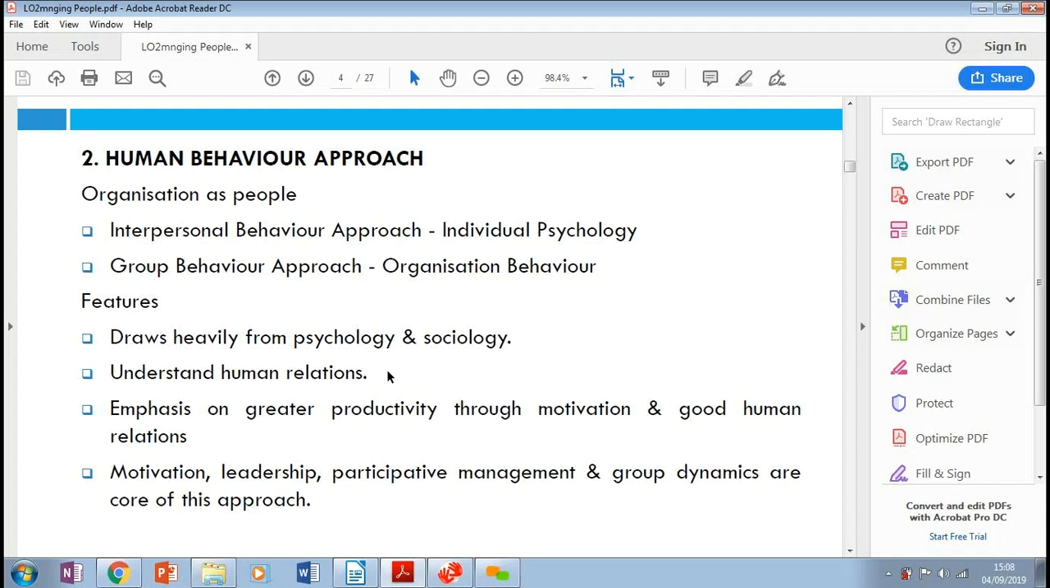Understanding human relations, obviously the point of communicating is to understand other people within the workplace. Remember, the context is a business context. Understanding their workplace needs or even their social needs.